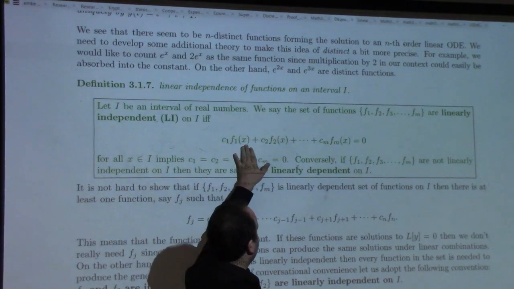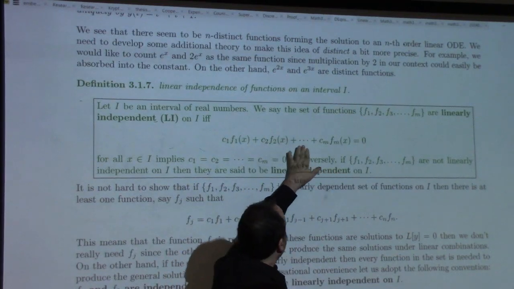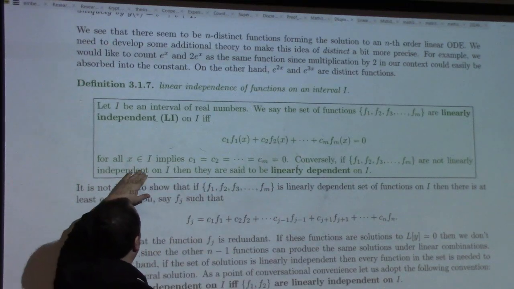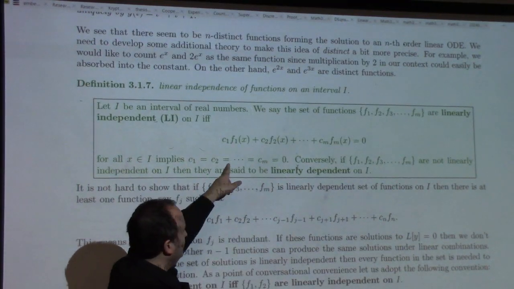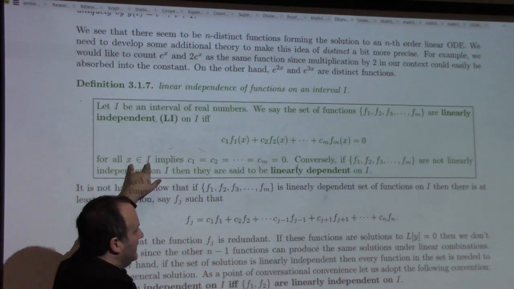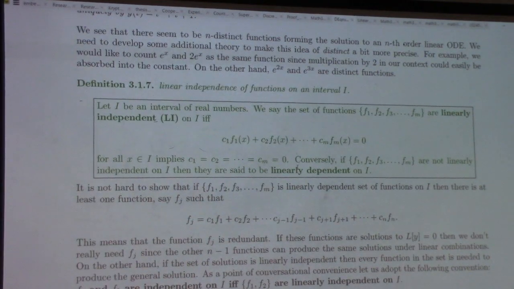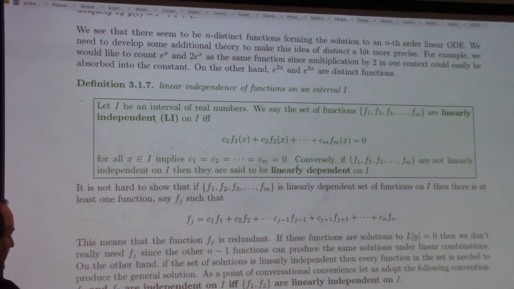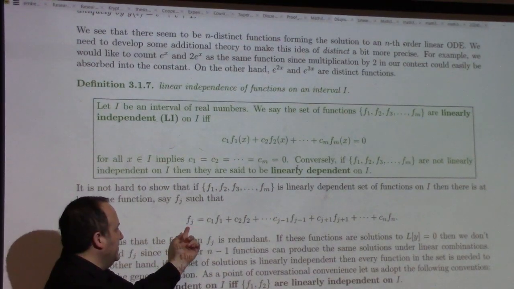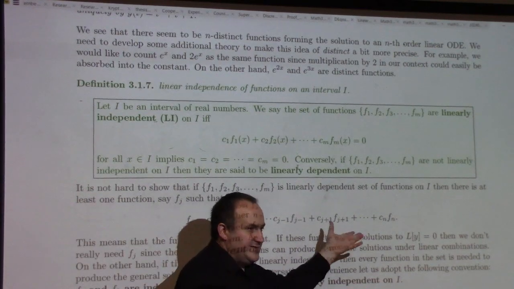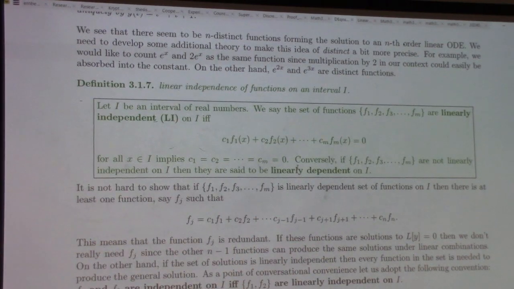But how that actually looks in terms of an equation is just this. So I set c1, c2, ..., cm times f1, f2, ..., fm all equal to 0. That has to imply that all of the constants are 0. Now, we get this equation not just for one x, but for all x, right? If that's the case, they're said to be linearly independent. Otherwise, they're said to be linearly dependent on I. And that would mean, like I was just saying in words, you could take one of them, let's say the jth one, and write it as a linear combination of the rest of them. That would be linear dependence. That's what we don't want.